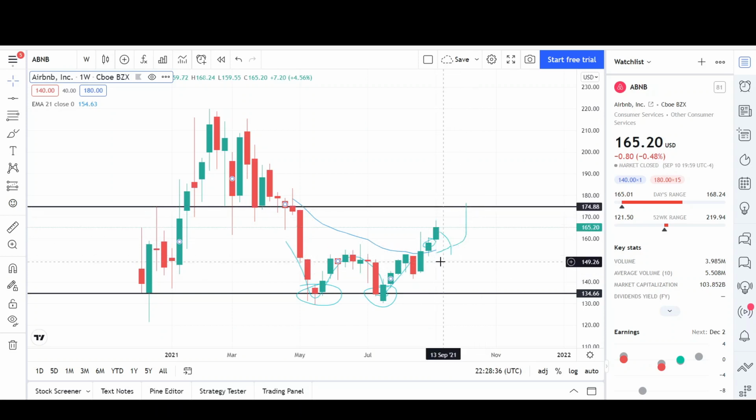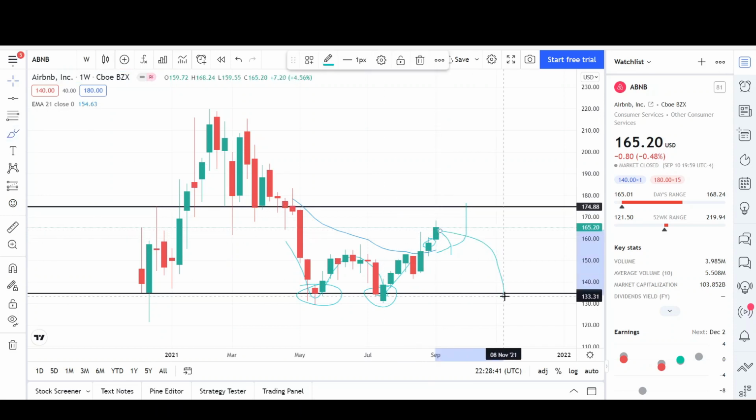So that's pretty much my analysis. I don't expect us to sell off all the way back to these lows just yet, and I don't expect us to continue just trending higher right now. I do expect with high probability, in my opinion, that we will pull back at the very least, probably back down to the 150 level. So that's pretty much my analysis for Airbnb.